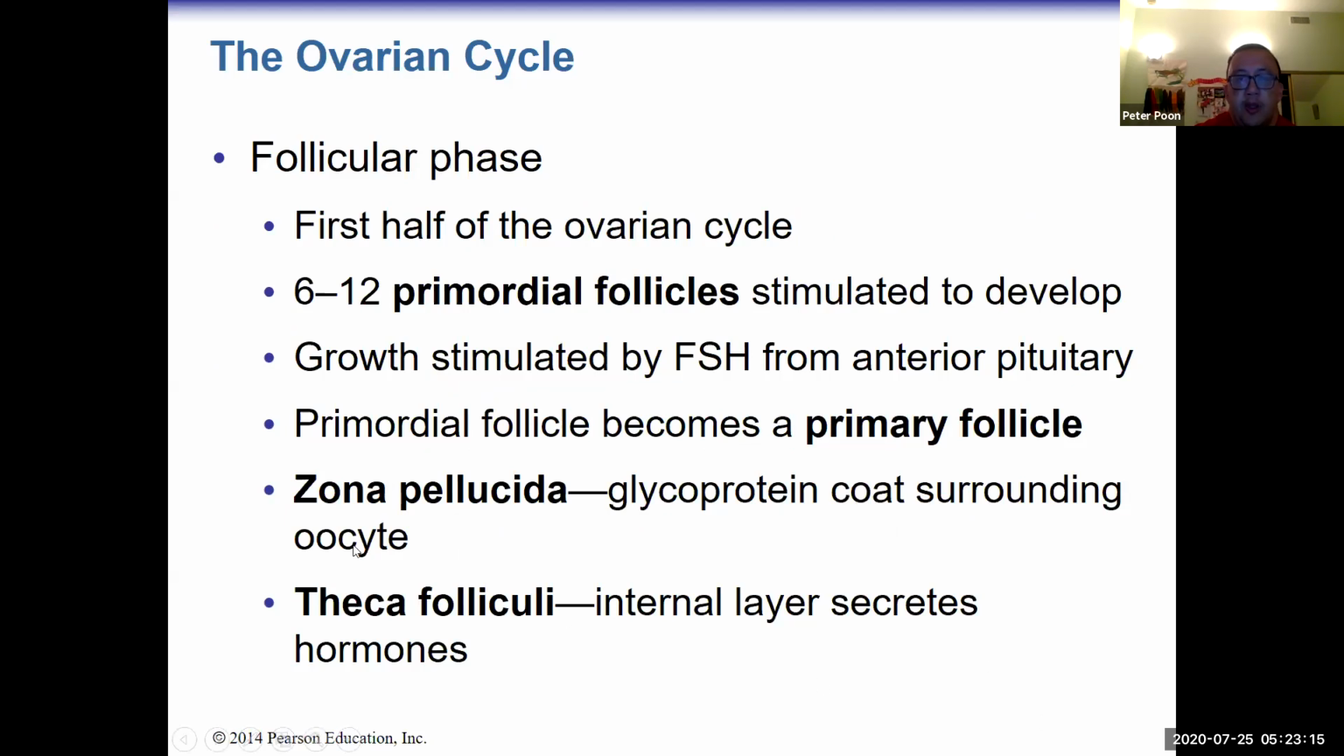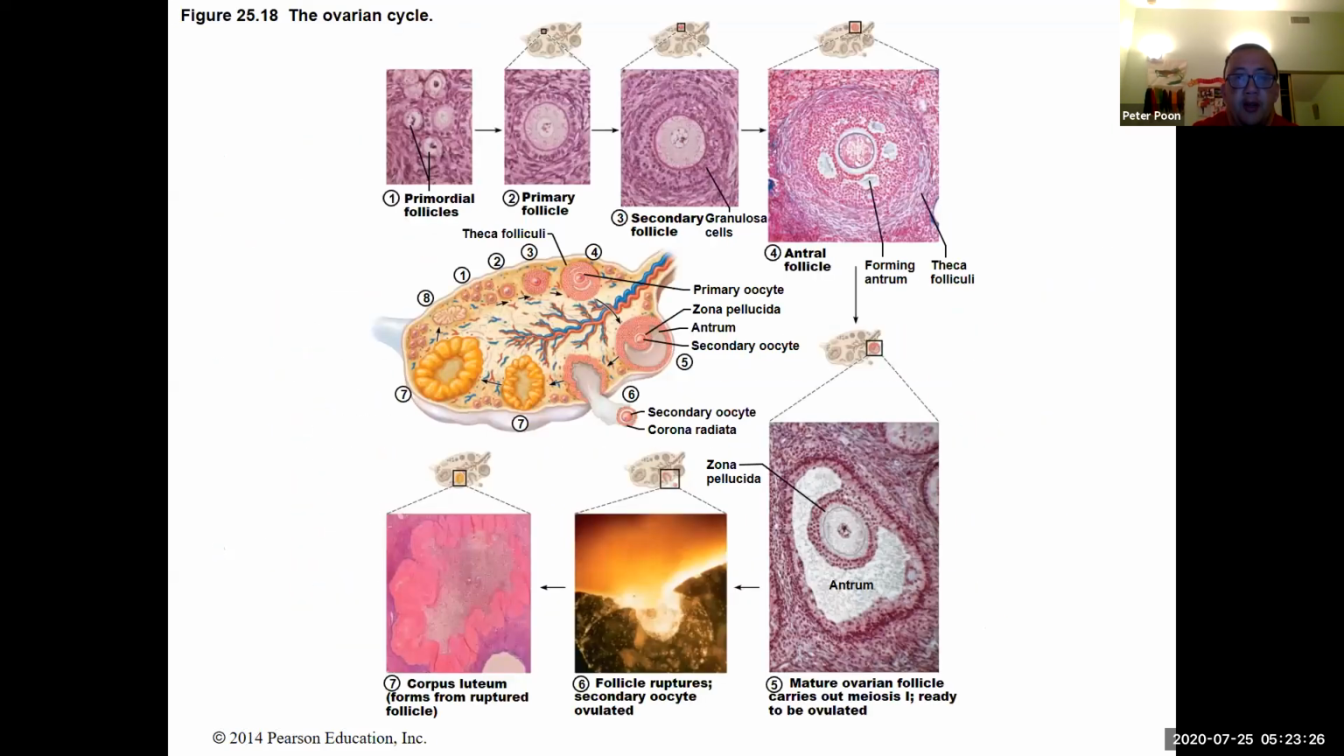You start getting a zona pellucida. The zona pellucida is the glycoprotein coat surrounding the oocyte. So you can see the oocyte here has a clear layer around it. That's the zona pellucida.